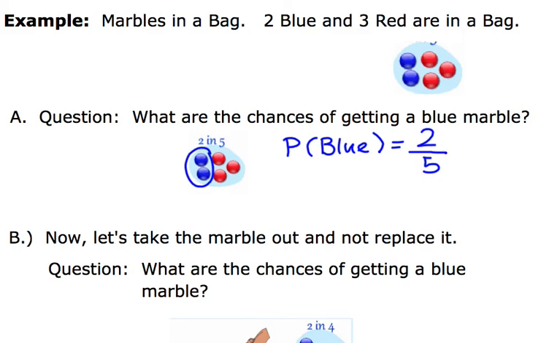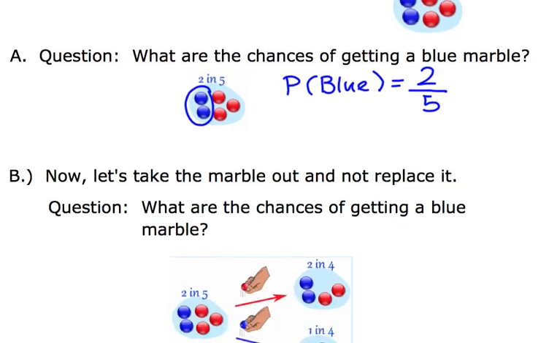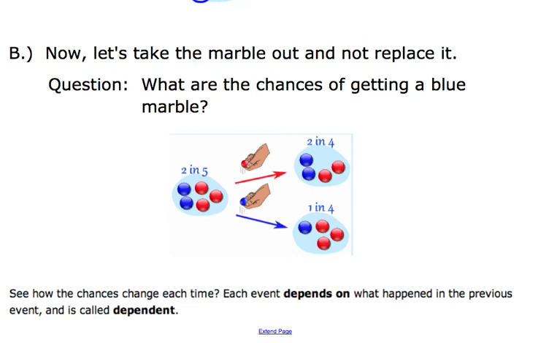Now, let's take the marble out and not replace it. What are the chances of getting a blue marble again? So we've created a tree diagram again. So you took the marble out, the blue one. Now, if you head off to grabbing a red or a blue here, there is only 1 blue marble left in this case. So it's going to depend on the other. And we're going to have a formula that we're going to use in just a little bit called conditional probability.